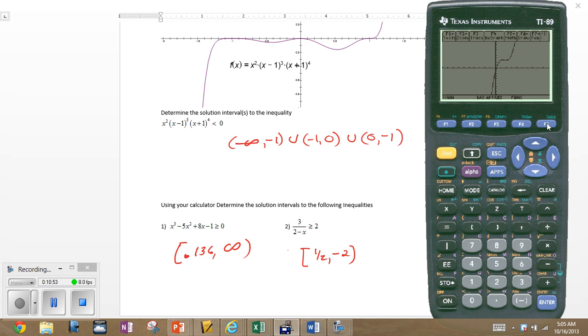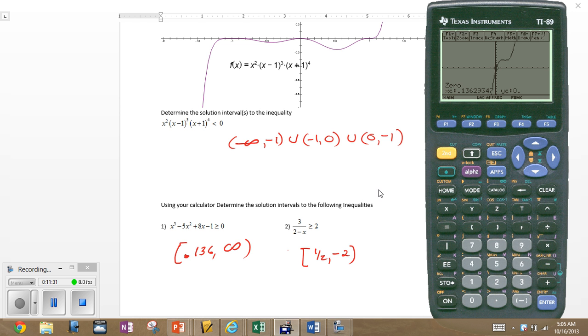So F5, option 2, zeros. A little bit left of the intercept, enter. Scroll a little bit to the right, enter. Let it do its work. The point of the x-intercept, as we can see, to 3 decimal place accuracy, is 0.136. And from that value of x on out, the function will always be above the axis.